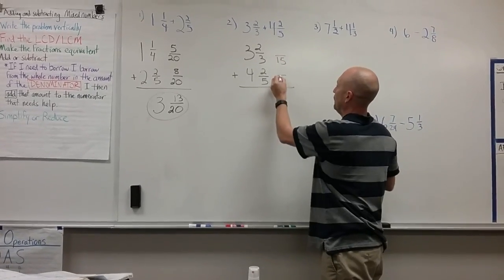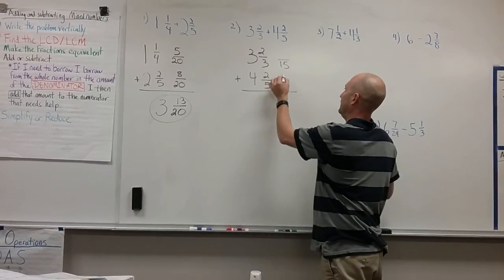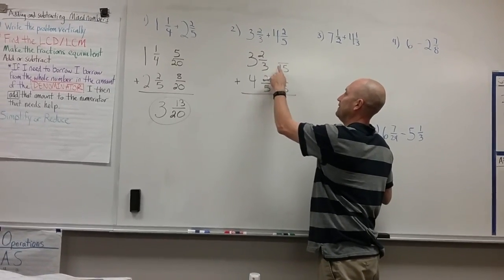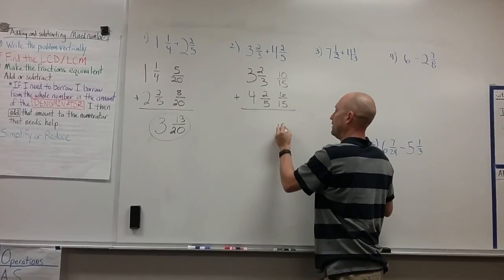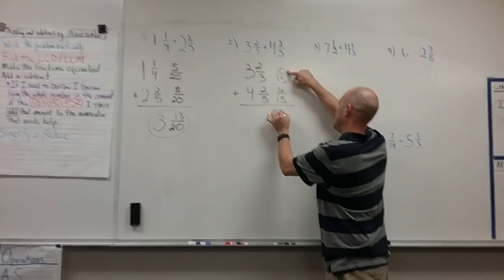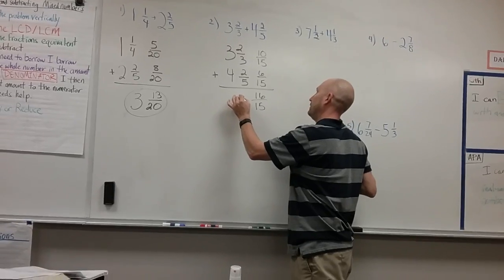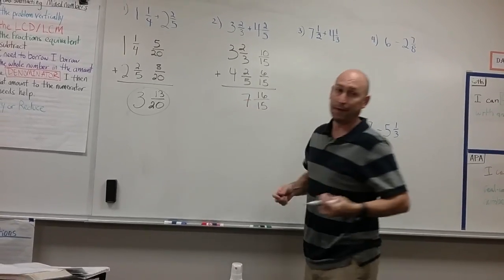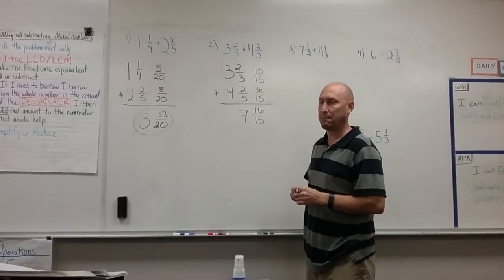Now I need to make them equivalent. 5 goes into 15 3 times, so 3 times 2 is 6. 3 goes into 15 5 times, and 5 times 2 is 10. Denominator comes down. Now I add my numerators. 6 plus 10 is 16, and 3 plus 4 is 7. Now, in this case, I have an improper fraction. I can't have a mixed number with an improper fraction.